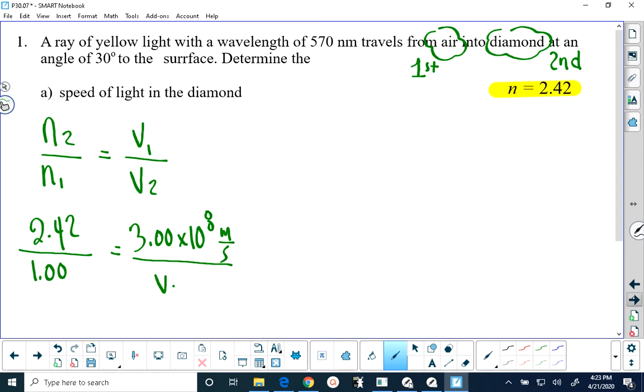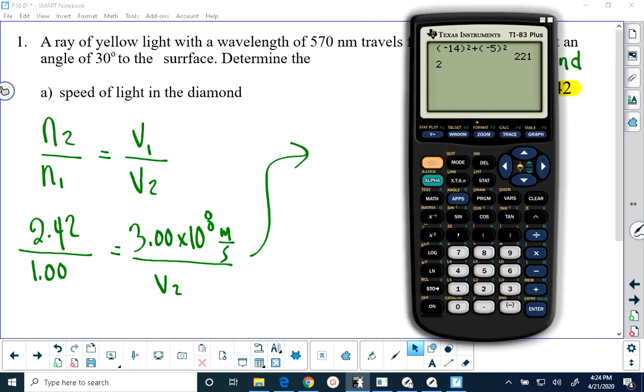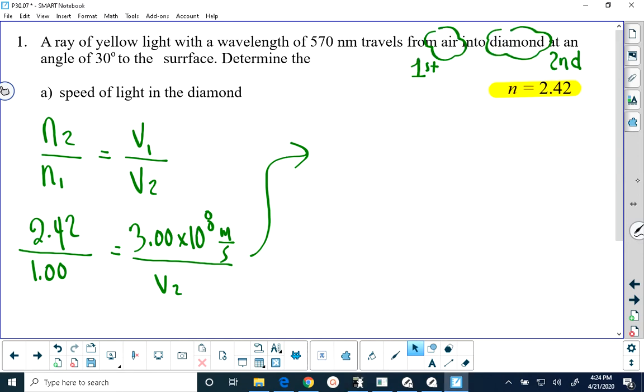over V2. It's really, the physics 30 aspect of all this is all of the conceptual stuff that I've been talking about till now. Doing the calculation here is child's play. It's really pretty basic. So we're going to take our calculator and cross multiply. V2 will be 3.00 multiplied by 10 to the 8 divided by 2.42. So you get 1.24 times 10 to the 8 meters per second.